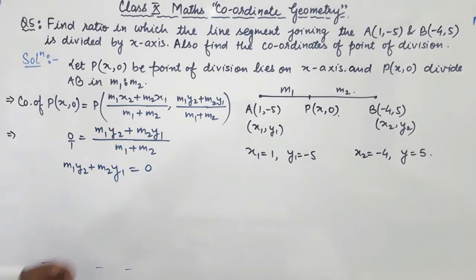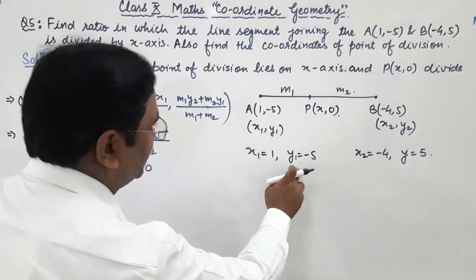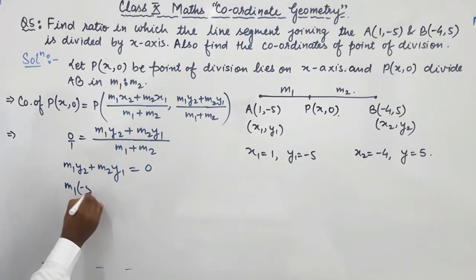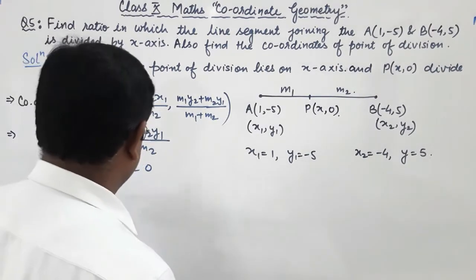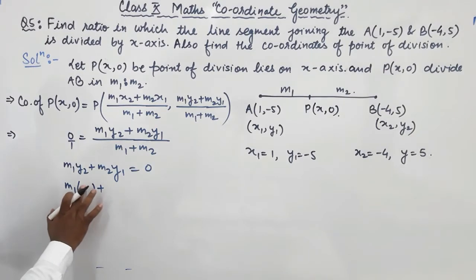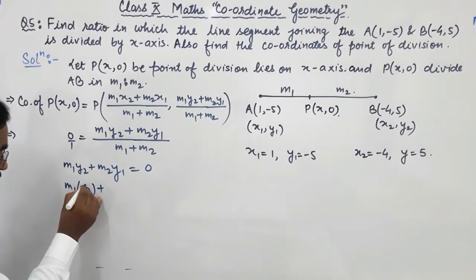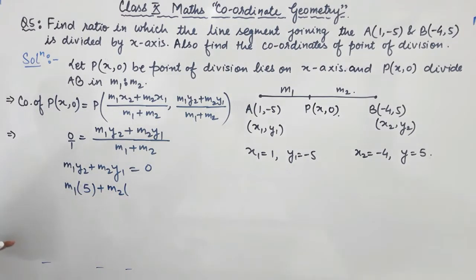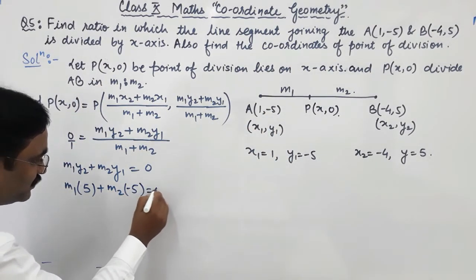Now substitute the values of y1 and y2 here. This is M1 y2 and the value of y2 is 5, plus M2 y1 and the value of y1 is -5, equals 0.